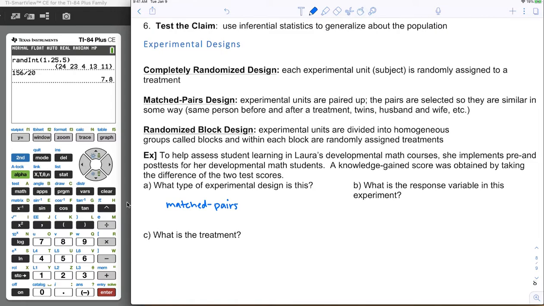Part B, what is the response variable in this experiment? Okay, so it looks like what's being studied afterward, what they're looking for is this knowledge gained score, which is probably just the difference between the 2 test scores. Part C, what is the treatment? So what's happening between the pre and post tests? Well, they are taking the class.